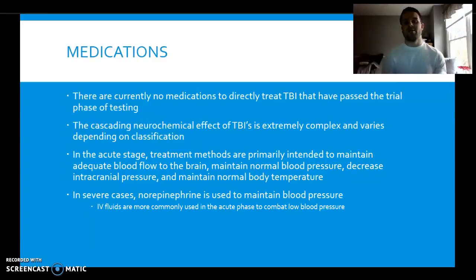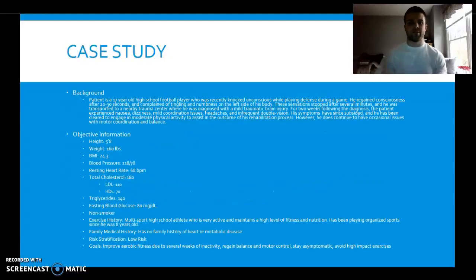So in severe cases, norepinephrine is used to maintain blood pressure, and IVs are even more commonly used to combat low blood pressure. So those aren't necessarily medications that are used to help treat TBIs. They're kind of just used to maintain equilibrium in the body in severe cases in the emergency setting. So this is my case study, a little bit on the background. So the patient is a 17-year-old high school football player who was recently knocked unconscious while playing defense during a game. He regained consciousness after 20 to 30 seconds. He had some tingling on one side of his body, but the sensation stopped after several minutes, and then he was transported to a trauma center later on.